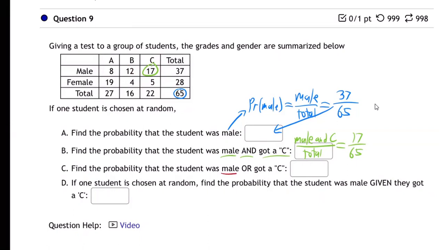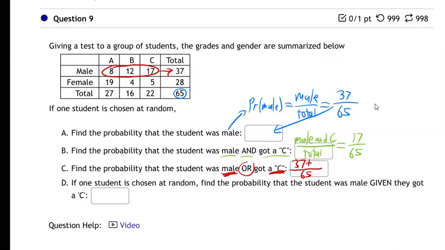And now for the third part, C. Find the probability that they're male or got a C. That's a little different now. So male or C, it's going to be 65 again on the bottom for the total. But on the top, it's male or C. So that would include not just the males who got C's, but all the males, for starters, right? Because we want everybody who's a male or got a C. You don't have to do both. That's what or means, right?